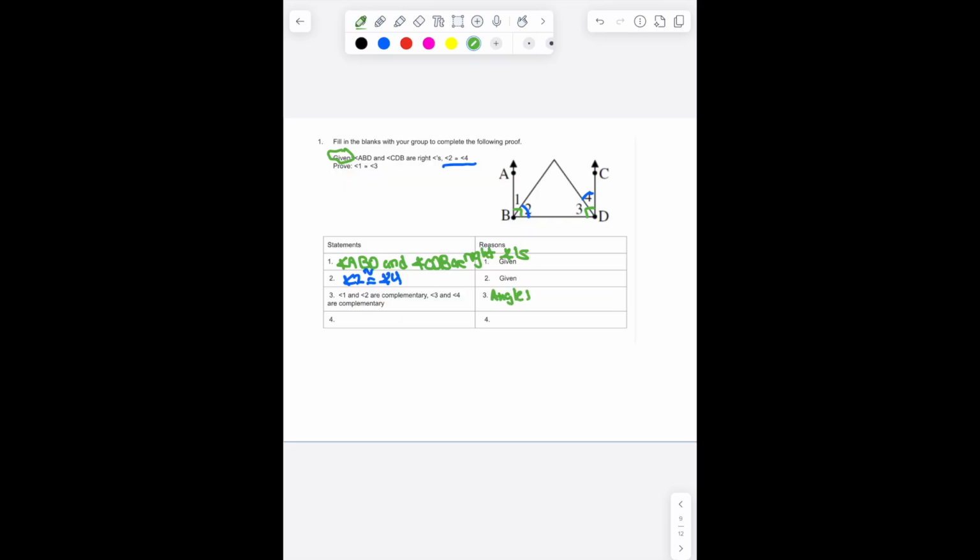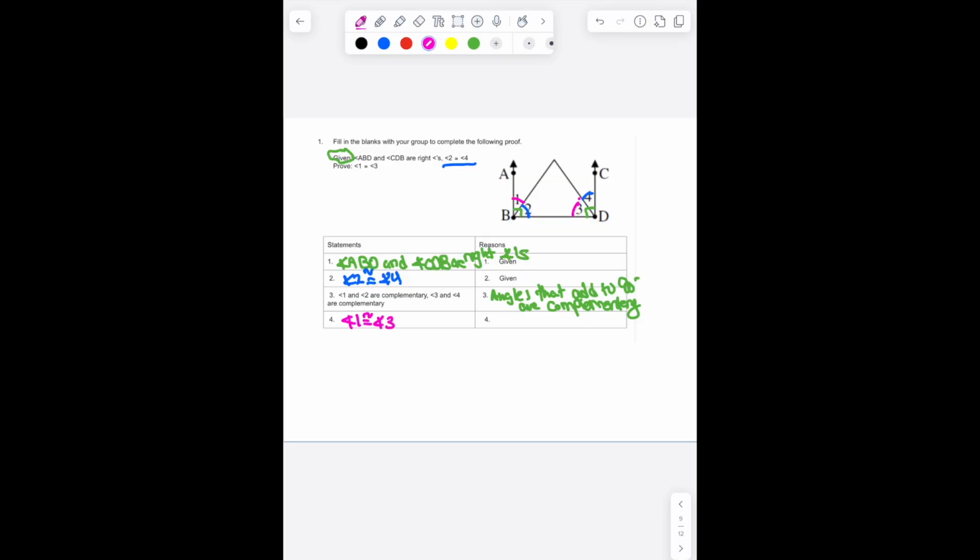Angles that add to 90 degrees are complementary. Or you can say angles that together make a right angle are complementary. Any way of wording that is totally fine. And now we can say that angle 1 is congruent to angle 3.